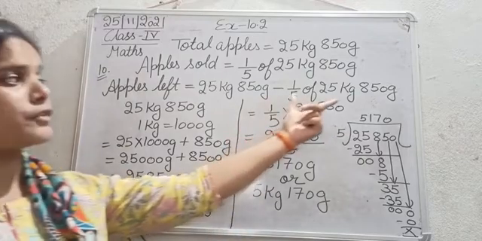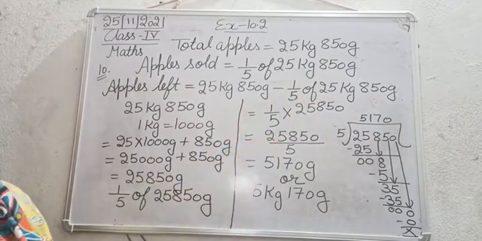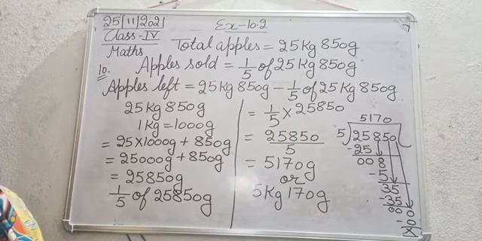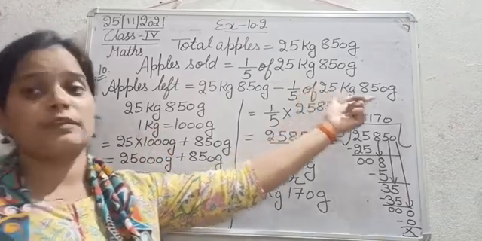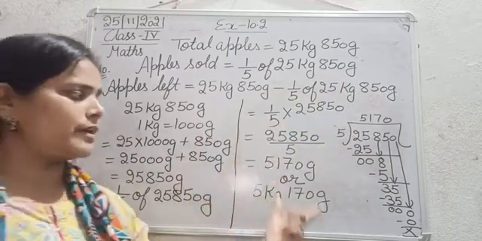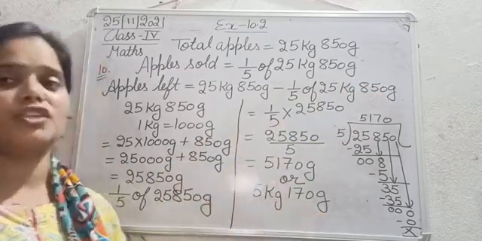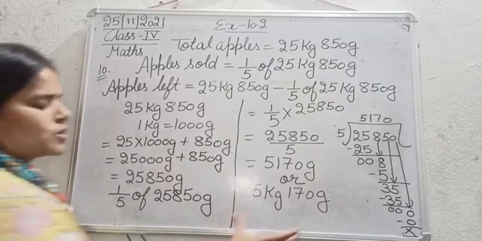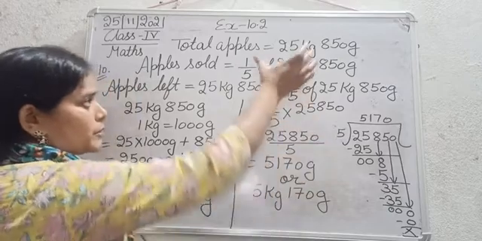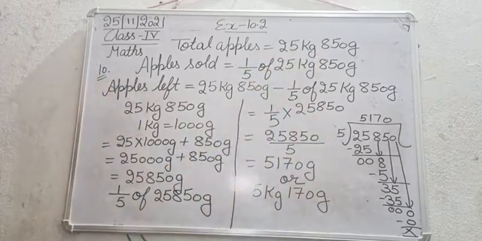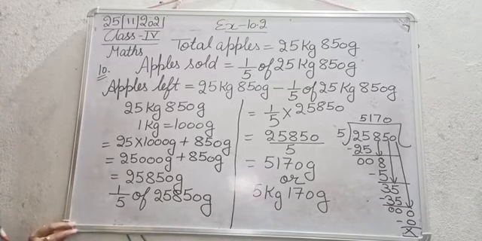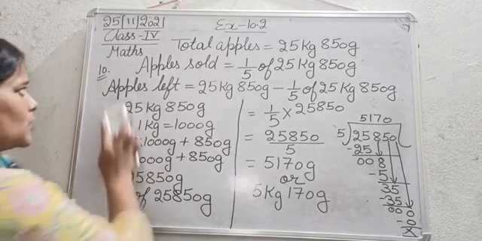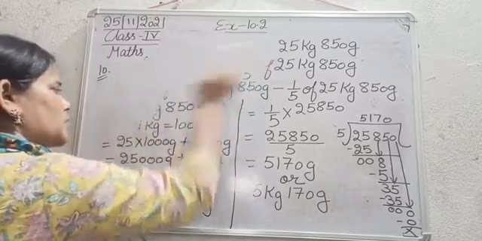So this is the quantity of apples that is 1/5 of 25 kg 850 gram. So we have only calculated 1/5 of 25 kg 850 gram, that is 5 kg 170 gram. So this much we have already done. First of all we convert it, and after conversion we find the 1/5, and we have found it, that is 5 kg 170 gram. So now we are going to subtract this quantity from the total quantity of apples and you will get the apples that are being left. So this question is still in continuation. Okay, you can pause the video and note it down in your notebooks.